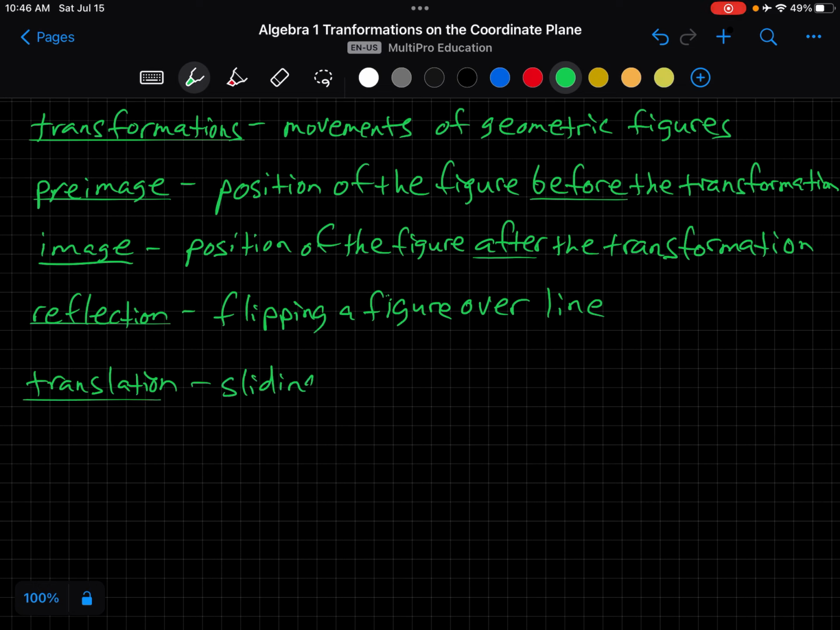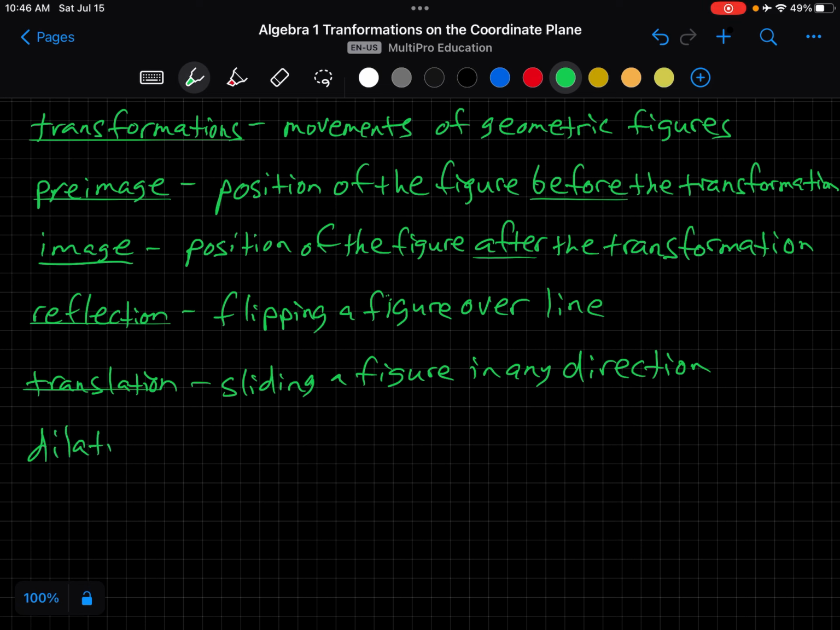All right, translation. This is when you slide a figure in any direction. All right, so you keep it on the same plane. So if you draw on a sheet of paper, it's still on a sheet of paper, but somewhere else on the sheet of paper. You don't put it behind the sheet of paper or up in the air or something. That still stays on the sheet of paper.